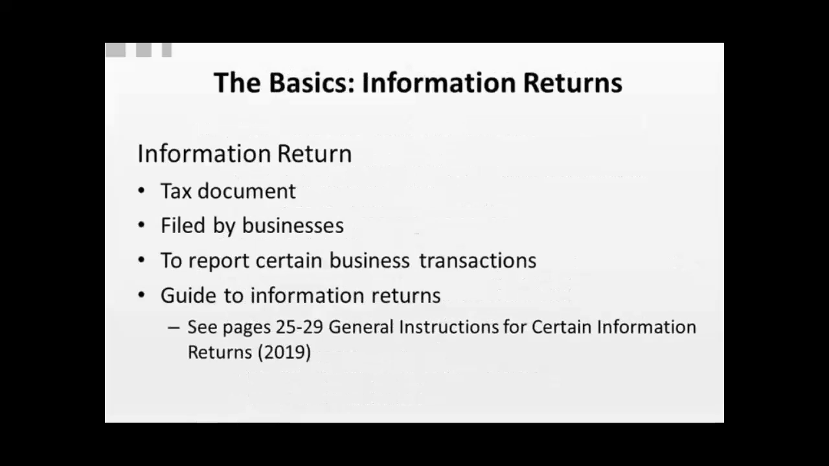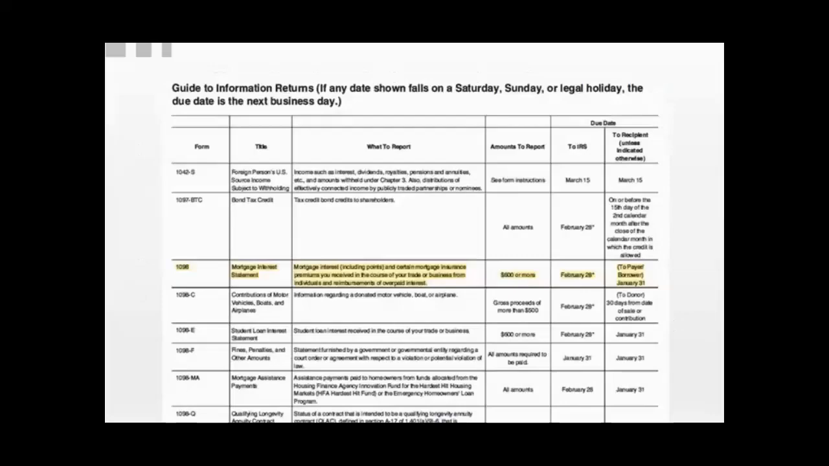Okay, what are information returns? These are tax documents that are filed by businesses to report certain business transactions. And the general instructions guide was not out when I did this. That's why I didn't have an update on the mailing addresses if there was one. The general instructions are not out for 2020 yet. But it's on pages 25 to 29 of the 2019 general instructions for all of the information returns. And it consists of 2 parts. I assume that they will have a similar chart in the new one.